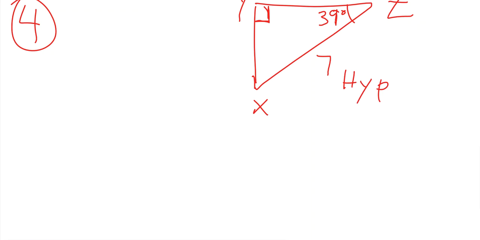So do you know something that involves hypotenuse? Yeah, you know two things. You know cosine and you know sine. Let's start with sine. So sine of 39 equals opposite over hypotenuse. Opposite would be like little z over here. Actually, I probably shouldn't use that notation because it's going to confuse. The opposite side is xy.